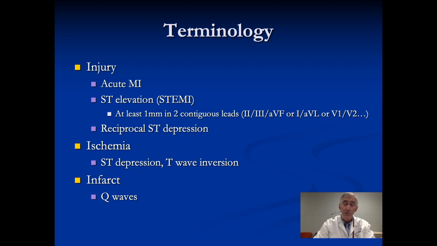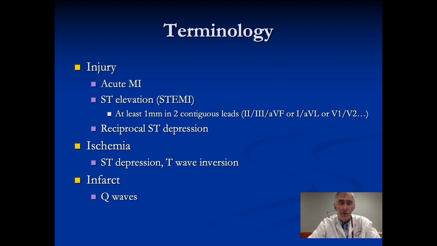So let me just repeat that. If I have ST elevation in 1 and AVL, I will expect ST depression in 2, 3, and AVF. Likewise, if I'm having an anterior infarction in 1 and AVL, I'm going to expect ST depression in 2, 3, and AVF. So those are reciprocal changes.